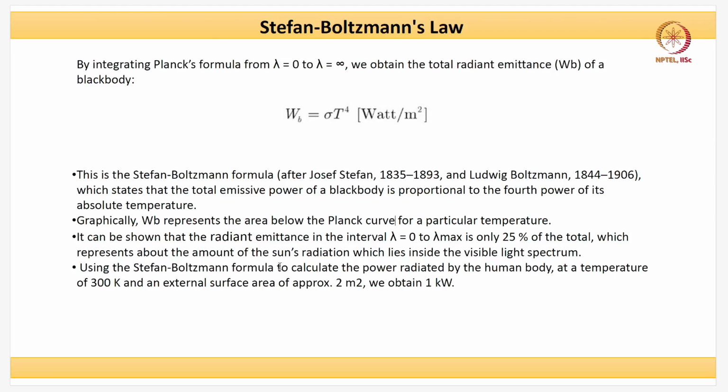Using the Stefan-Boltzmann formula to calculate the power radiated by the human body at a temperature of, say, 300 Kelvin, which is roughly our temperature, and an external surface area of about 2 square meters, we obtain about 1 kilowatt. This is the power radiated by a human body, and it comes from the Stefan-Boltzmann law.